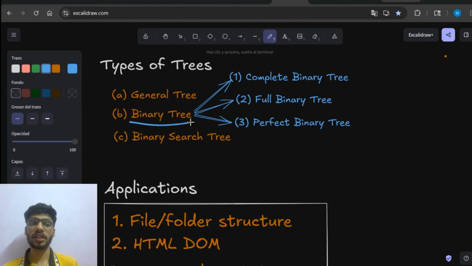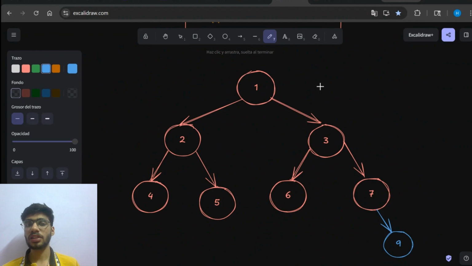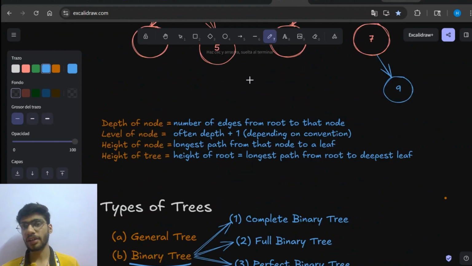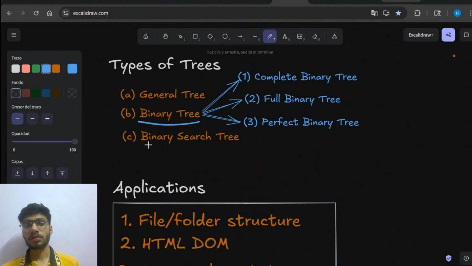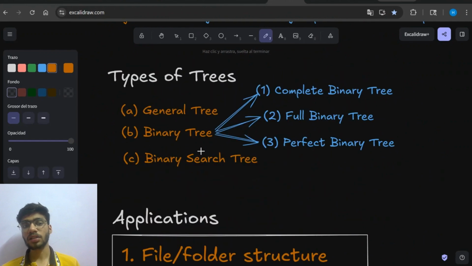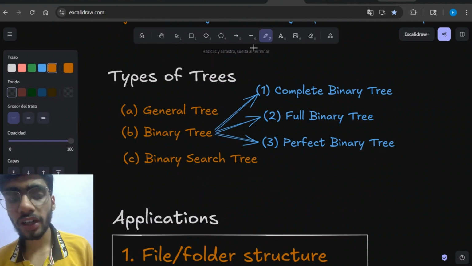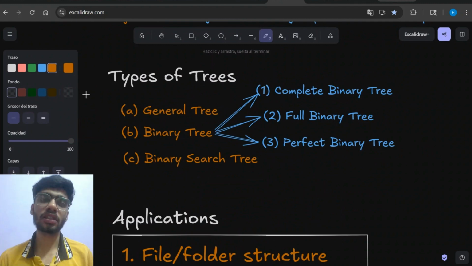So the second is binary tree. The example which we see is a binary tree. The tree in which every node has at most two children. That is, every node may have zero child, one child or two children. So this is called binary tree. Now, what are the different types of binary tree further?